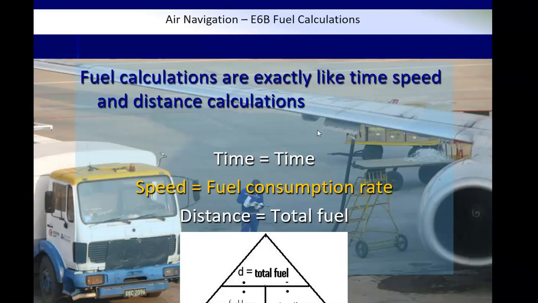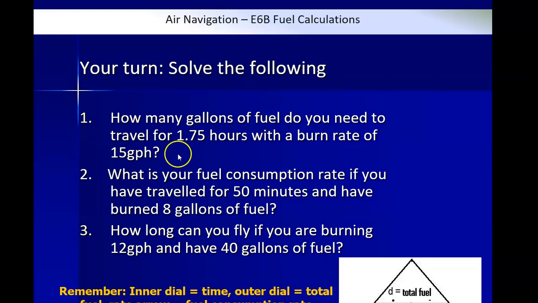There you go. Fuel calculations are exactly the same as your speed, distance, time because you're using gallons per hour. And so you're going to find the gallons, and your time. Total fuel, time, and burn rate are done exactly the same way. So, if I'm going 15 gallons per hour, I'm going to put my reference, my little triangle on 15. Then I'm going to go to 1 3/4 hours, which is basically 1 hour and 45 minutes, on the C scale, and then I'm going to read out for the gallons. So it's done exactly the same way.